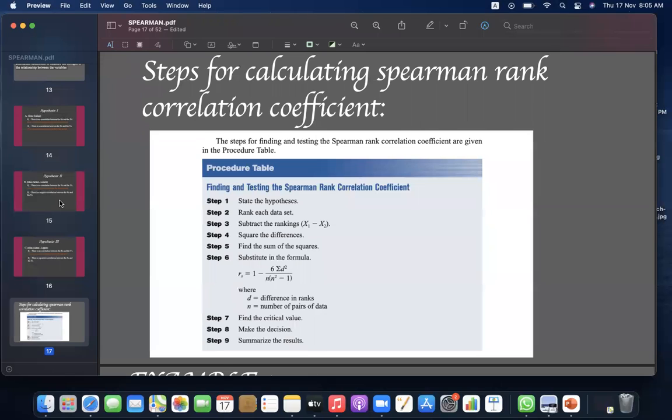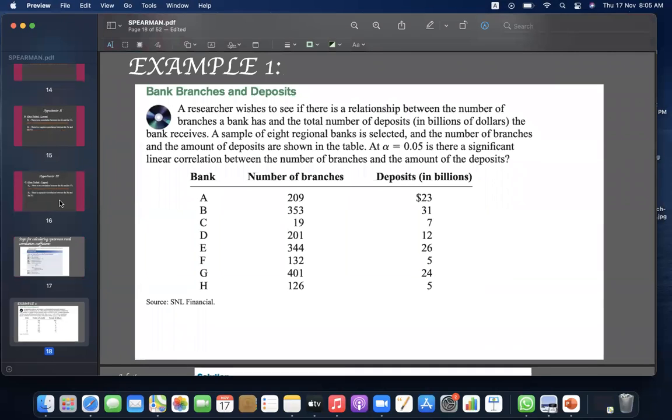Step 7 is find the critical value. Step 8, make the decision. And step 9, summarize the results. So I would describe how to actually find the Spearman rank correlation coefficient by some examples.